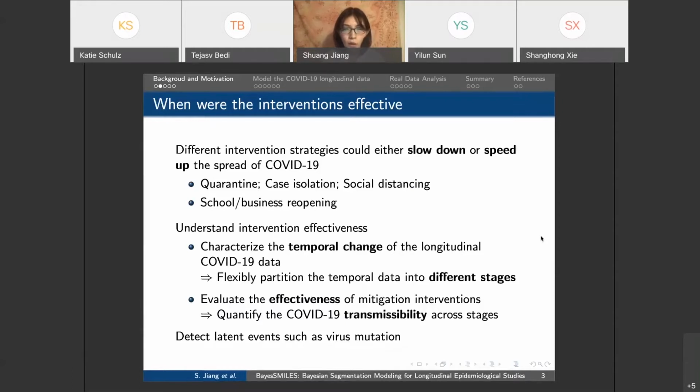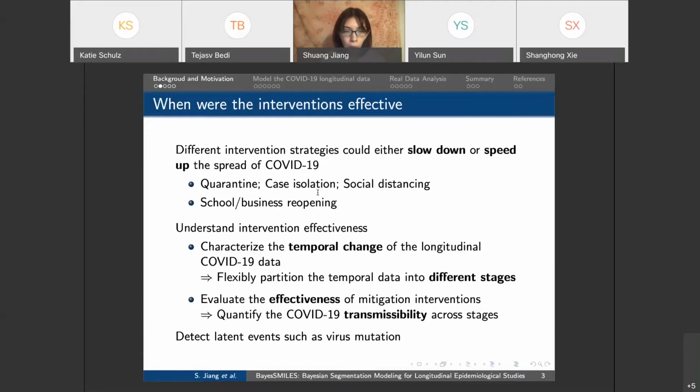Of all these different types of intervention measures listed here, only some of them could bring actual influence to the disease spreading. So we are wondering what are those relatively more important interventions, and when did those interventions bring some actual changes to the COVID-19 spreading? To answer this question, we choose to study the temporal changes in the observed longitudinal COVID-19 data.